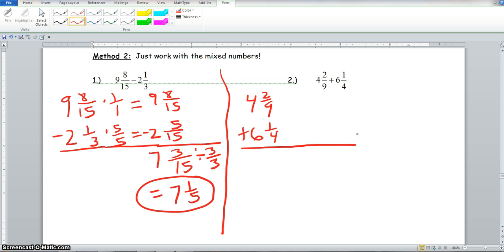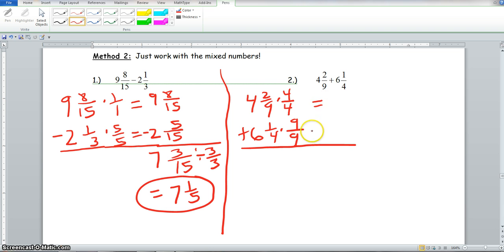Now, we need to find a common denominator of 4 and 9. We know the common denominator of 4 and 9 is 36. Now, to get 36 for our denominator here, we'll multiply that by 4 and the numerator by 4. To get our common denominator here to equal 36, we'll multiply our denominator here and numerator here by 9.